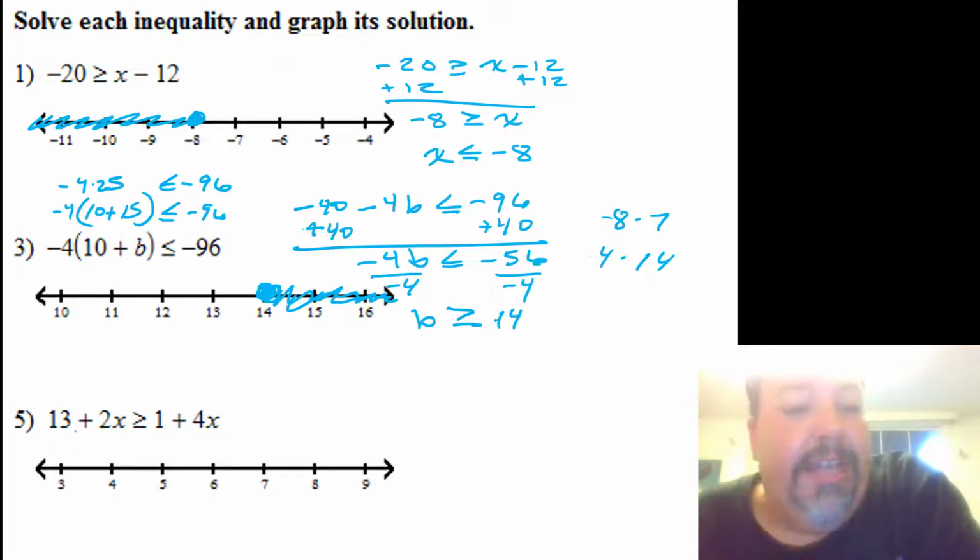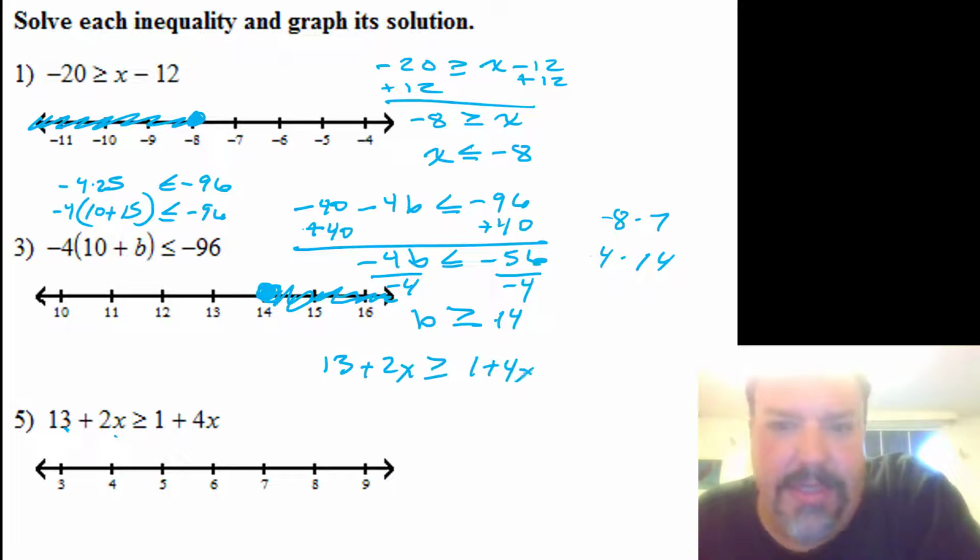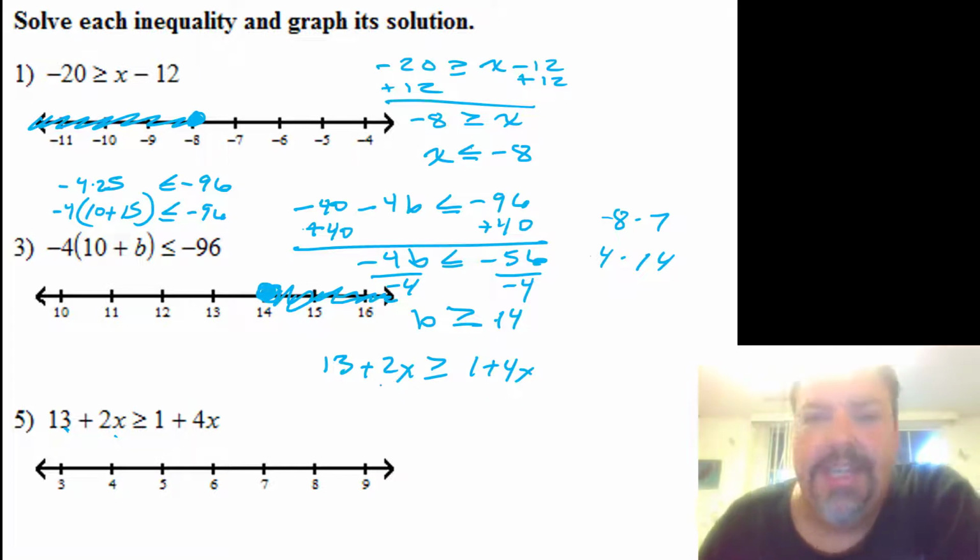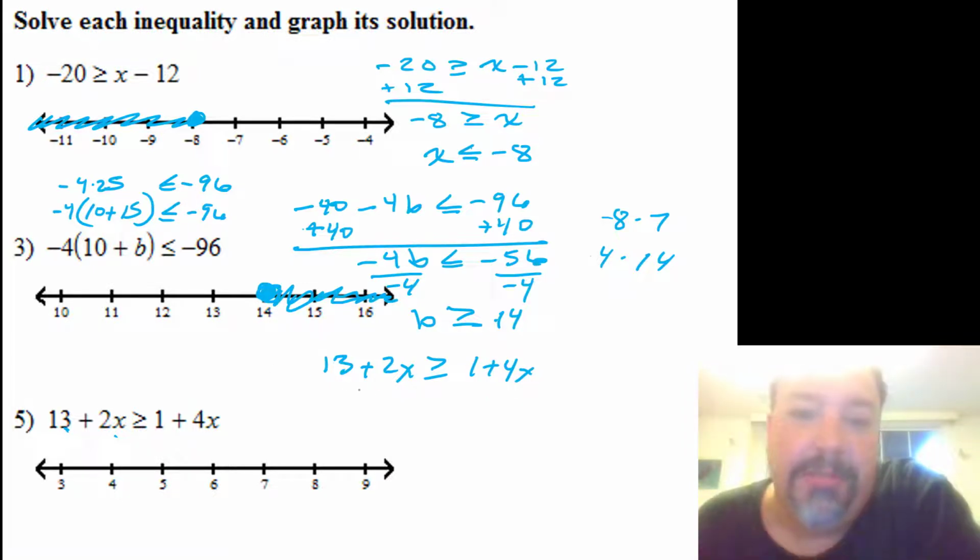For number 5, here we've got variables on both sides and we've got constants on both sides. So let me rewrite it. 13 plus 2x greater than or equal to 1 plus 4x. And let's see, let's move all the x's together. Now you could move them to the left, or you could move them to the right. Since it's easier to read inequalities when the variable's on the left, let's take these guys over, like so.